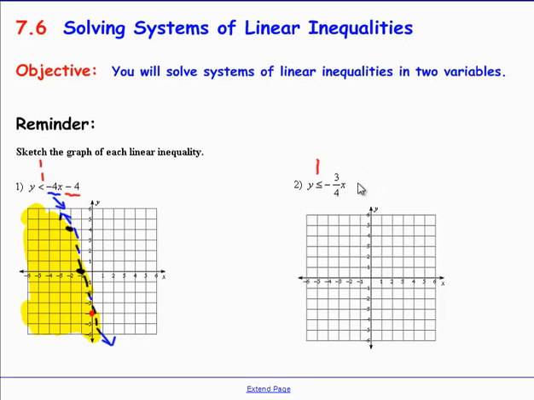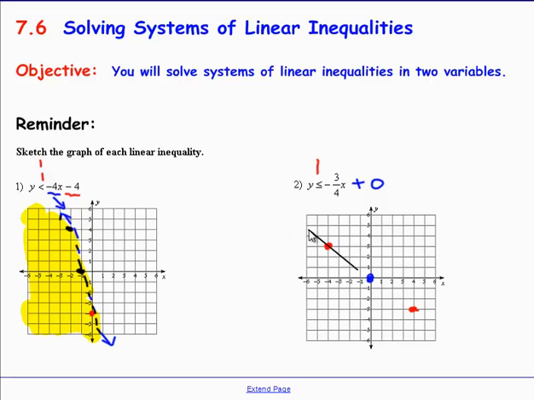For number 2, I specifically put this problem on here because a lot of you get confused when you don't see a number added here. If it's -3/4x, the y-intercept is 0, that's why you don't see a number here. So don't get confused with that. So here's the y-intercept, and your slope is -3/4. So you are going to go down 3, right 4. And I'm also going to go up 3, left 4. And it is a solid line.